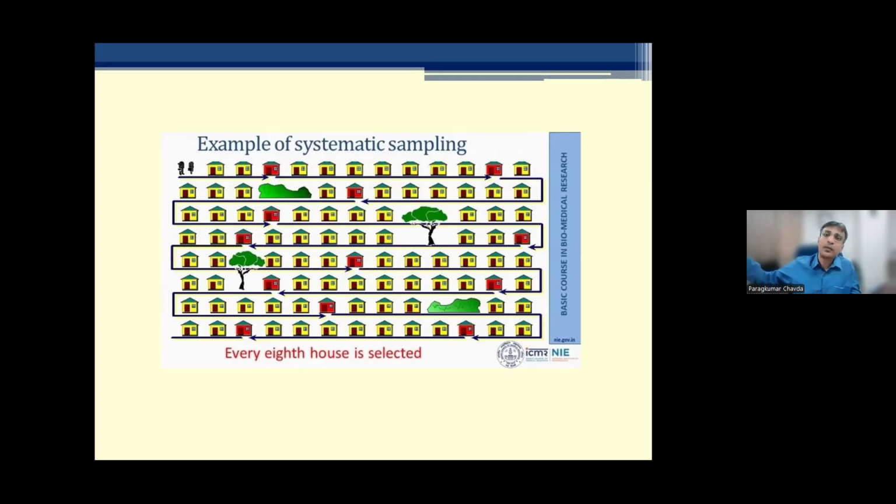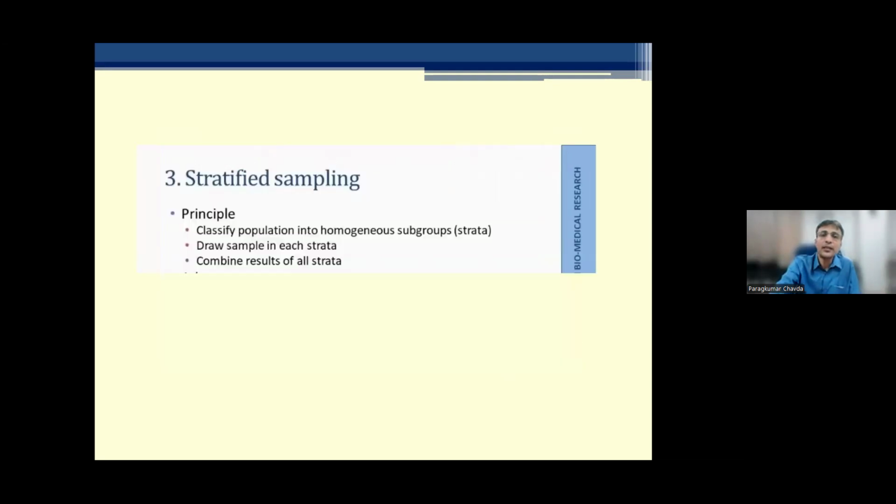I ensure that from the entire spectrum, I pick up people, and not preferably from one end or from a particular part of the spectrum. The next one is stratified sampling.